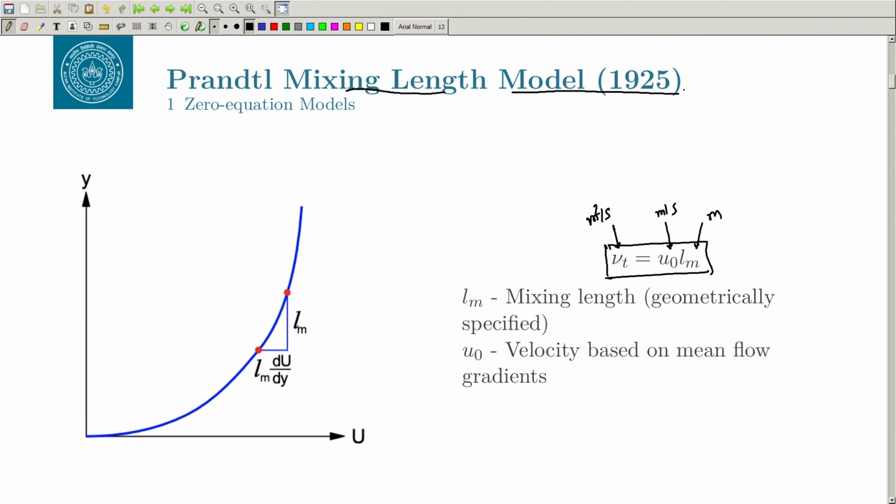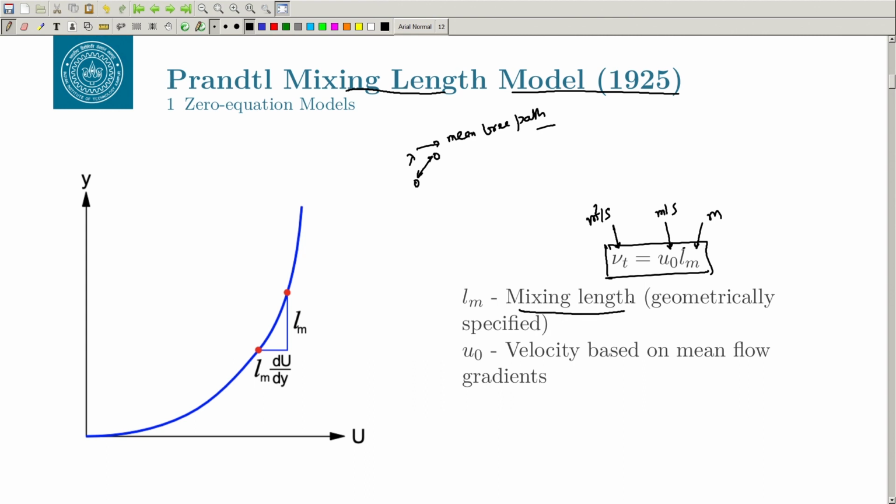So, Prandtl borrowed the idea from the kinetic theory of gases. And as you know, in the kinetic theory of gases, you have these molecules and you define a mean free path called lambda. The mean free path is the distance which a particle or a molecule travels before it hits another particle. So, that is the mean free path. Using the same idea, Prandtl proposed a length called the mixing length, L_M.